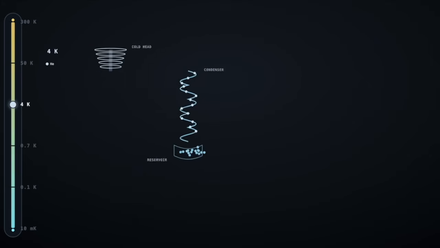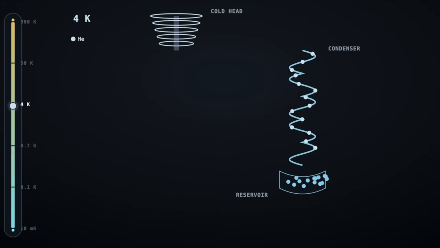Next up, we go past the 4 Kelvin radiation shield. Now, you see a condenser here and a reservoir here. You also see a cold head. What you should know is that the condenser is going through the rings of the cold head. This condenser is condensing down the helium into the reservoir, which turns gaseous helium into liquid helium.